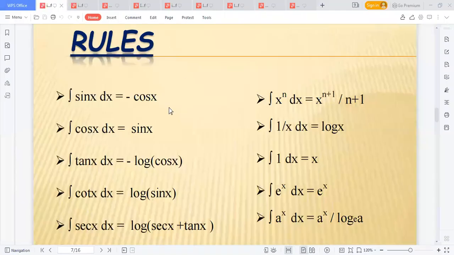So rules of integration, you must know this formula chart. The integration of sin x will be minus cos x, and cos x integration will be sin x, and tan x will be minus log cos x, cot x will be log sin x, sec x will be log sec x plus tan x.